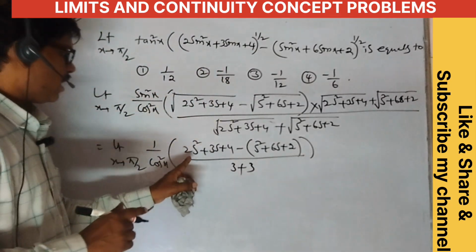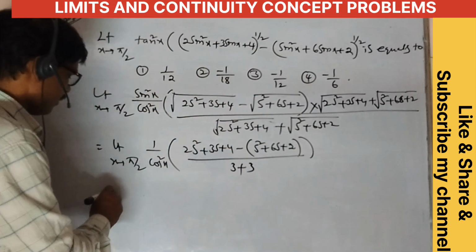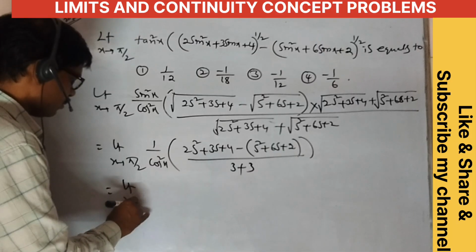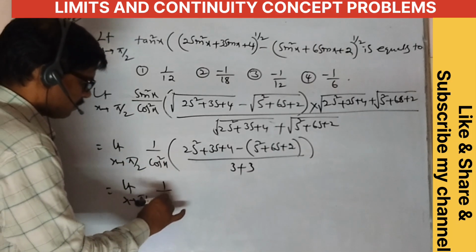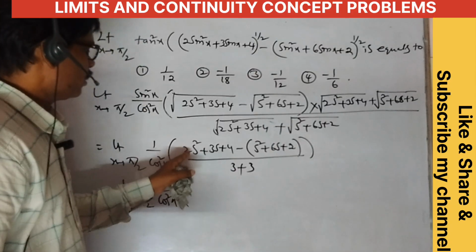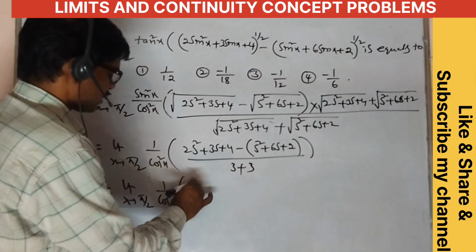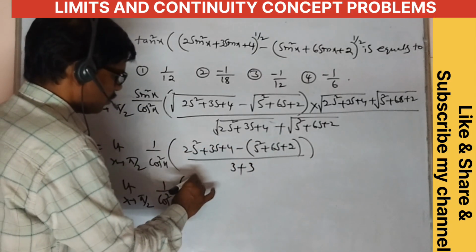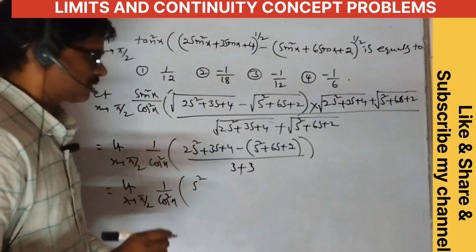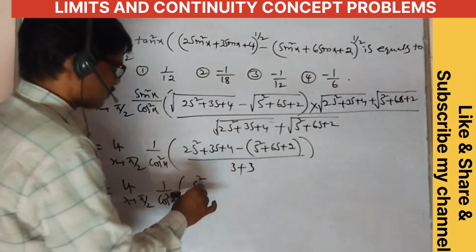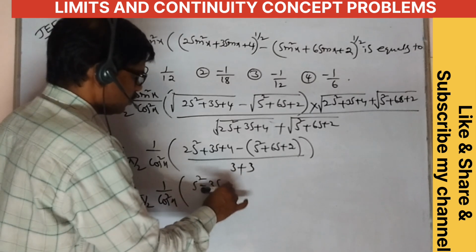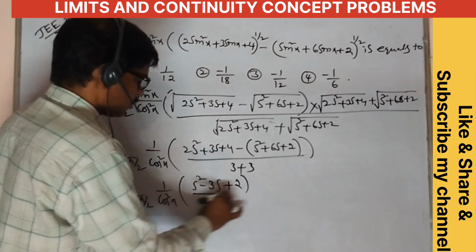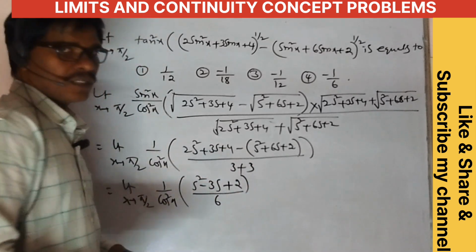Okay, substitute here and simplify this one. It equals limit as x extends to pi by 2 of 1 by cos square x into: 2 sin square x minus sin square x equals only sin square x, meaning s square. Next, 3s minus 6s, minus 3s. Next, 4 minus 2 is equal to 2 only. Denominator: this is 6.